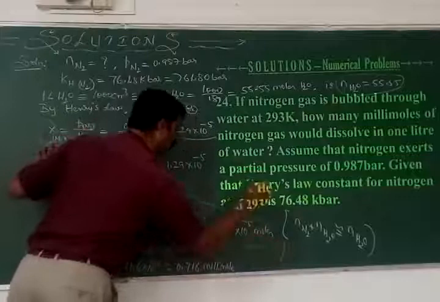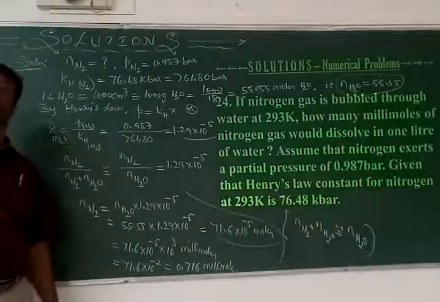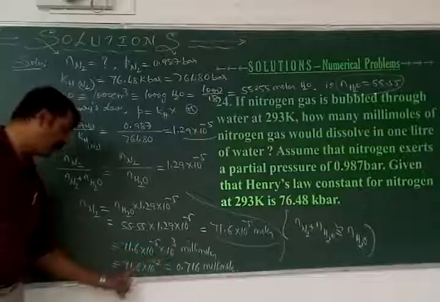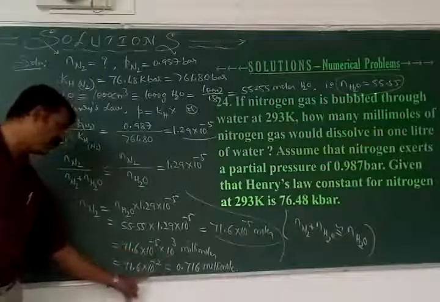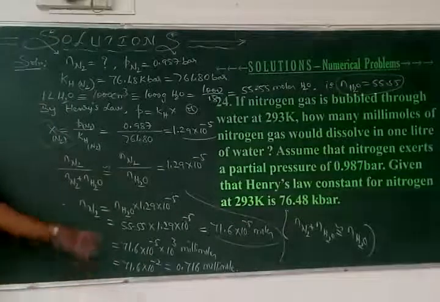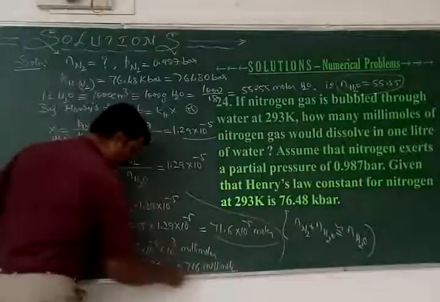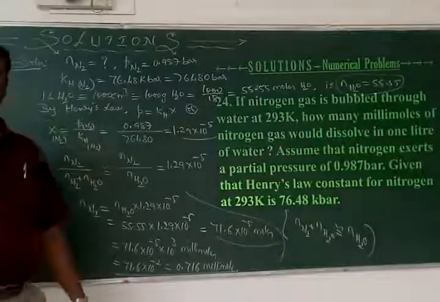Because 1 mole is equal to how many millimoles? 1000 millimoles. 1000 means 10 to the power of 3. Therefore, it is 10 to the power of minus 5 into 10 to the power of 3, it is 10 to the power of minus 2. On further simplification, I will get 0.716 in terms of which one? Millimoles. This is the final answer.